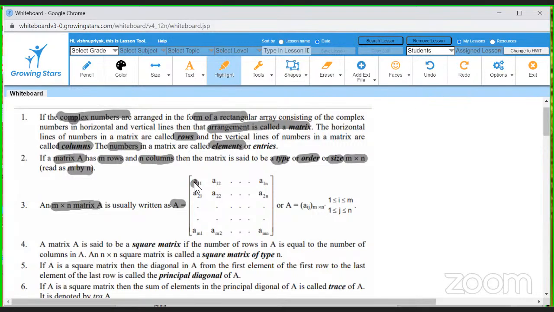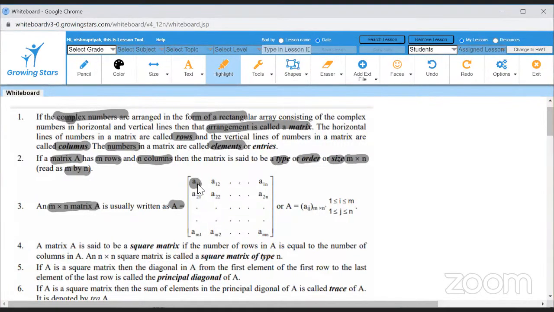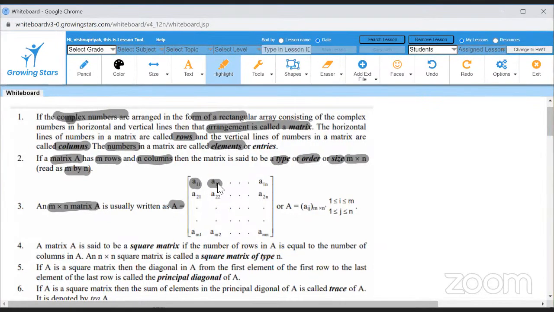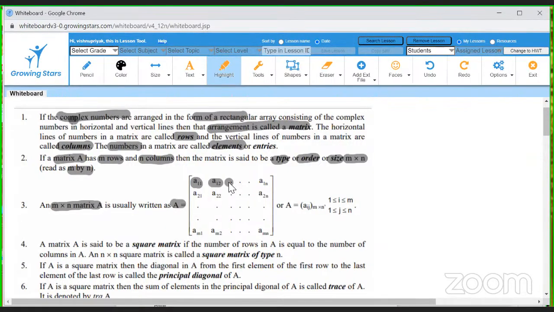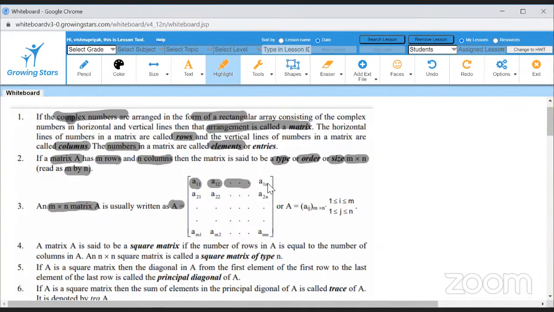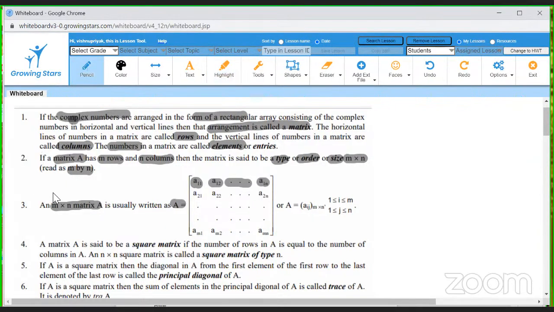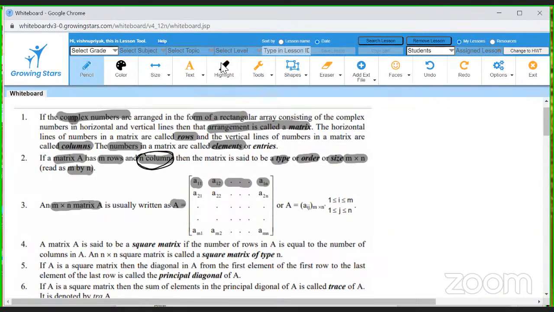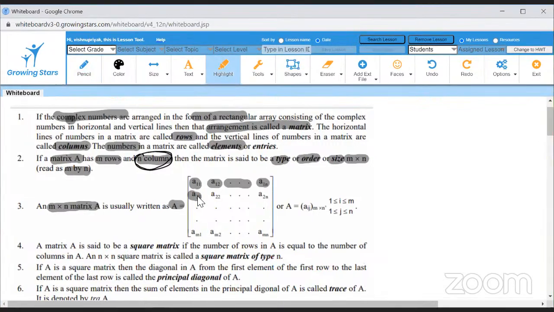So if you have an m by n matrix A, that matrix A is written like this. This element is in first row, first column, so 1, 1. First row, second column. First row, third column. First row, fourth column. First row, nth column, because n columns are there. Then this is in second row, first column, second row, second column, second row, third column, second row, fourth column, second row, nth column.